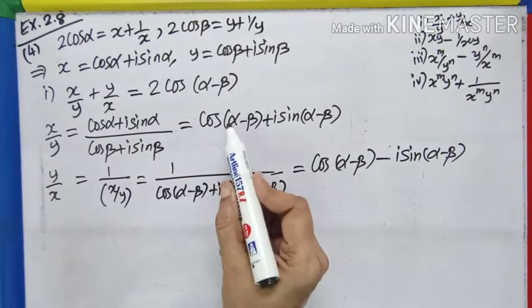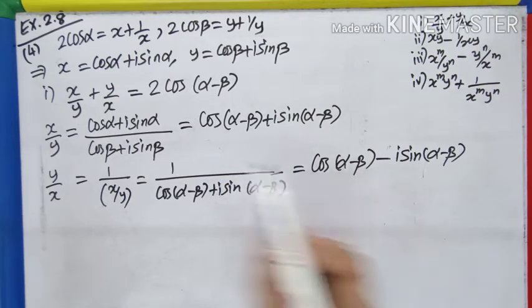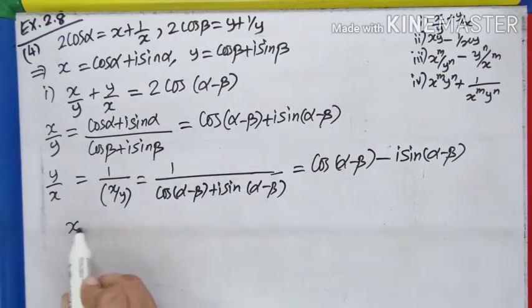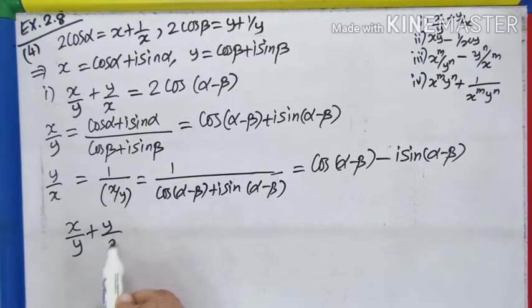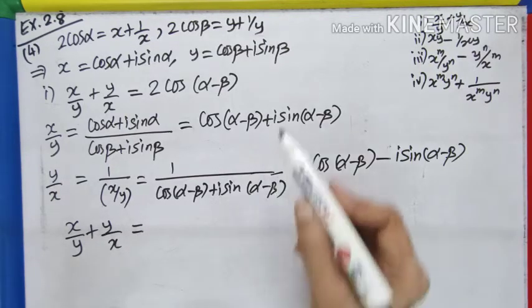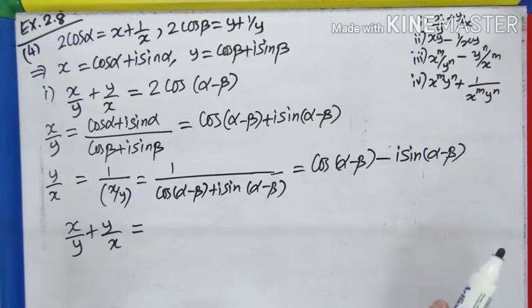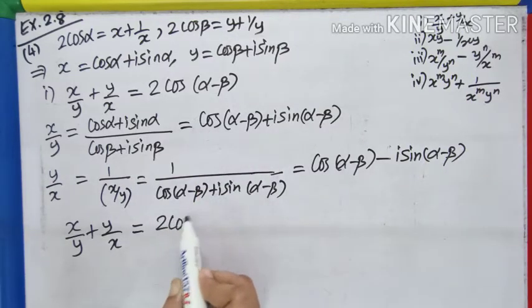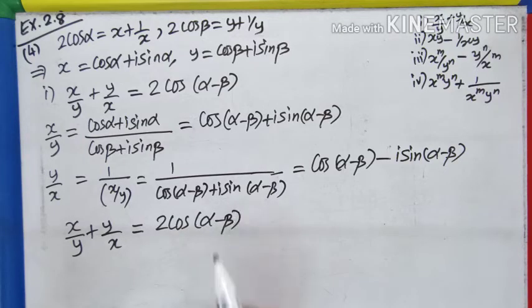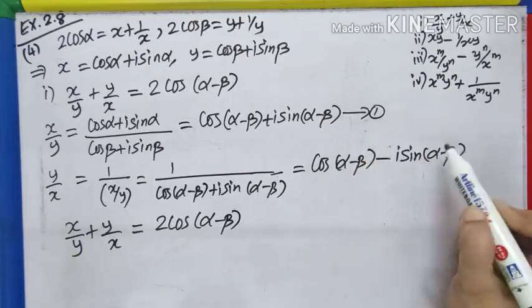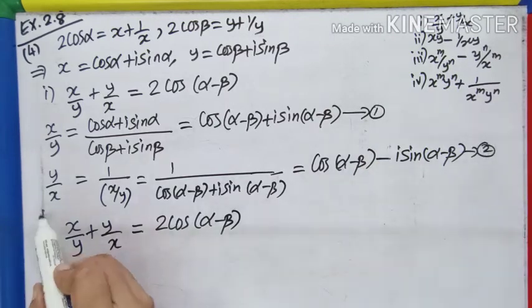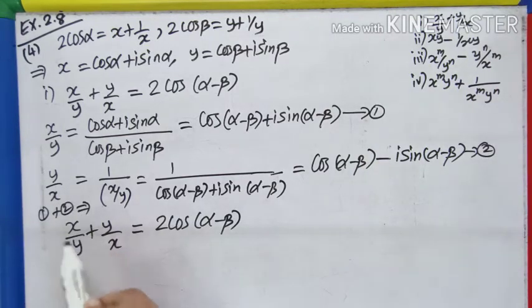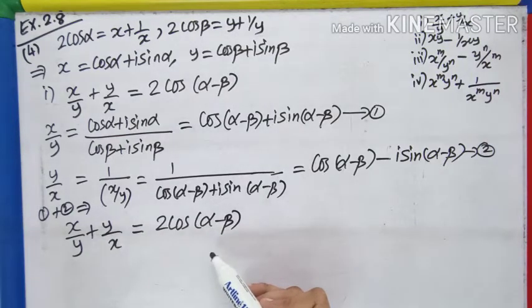Now that I know x by y and y by x, my next step is to add. So x by y plus y by x is equal to, plus i sin, minus i sin will get cancelled. Cos plus cos is 2 cos alpha minus beta, and that is the result. So we shall mark this is 1 and this is 2. 1 plus 2 gives me the required result.